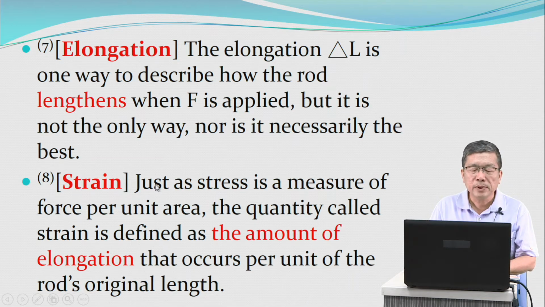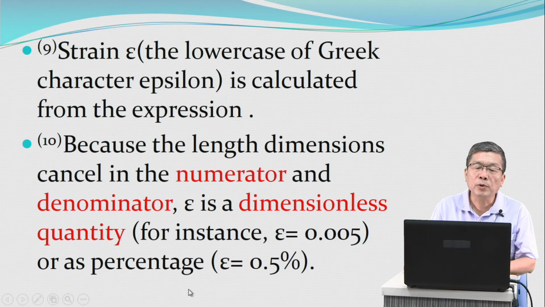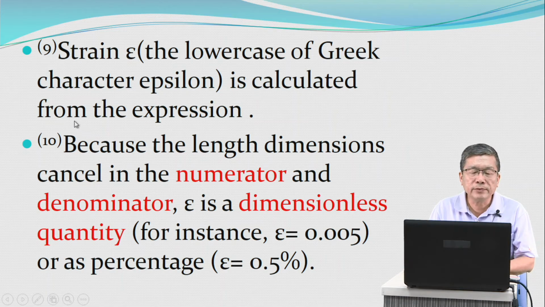Strain. Just as stress is a measure of the force per unit area, the quantity called strain is defined as the amount of elongation that occurs per unit of the rod's original length. Strain epsilon, the lowercase of Greek character epsilon, is calculated from the expression.